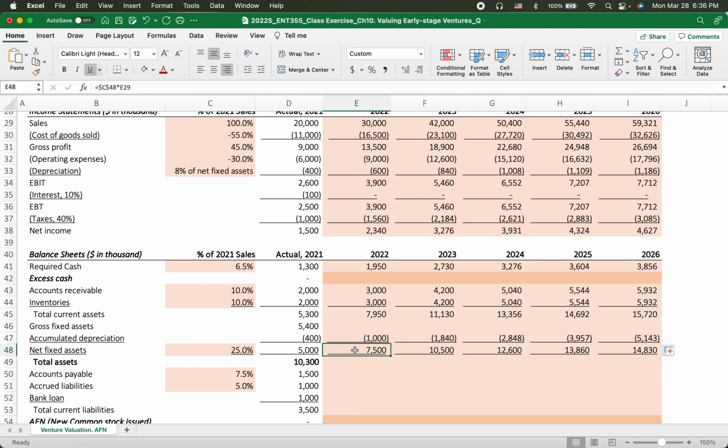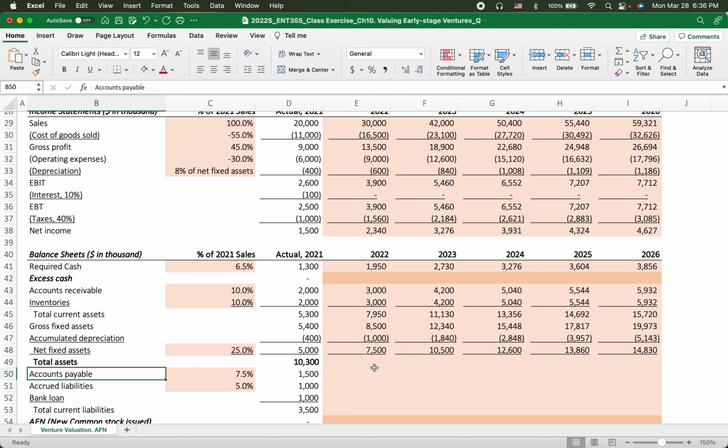In order to get the net fixed asset, subtracted by this accumulated depreciation, now the gross fixed asset must be the sum of these two. So we got this 8,500, which is gross fixed asset. For example, 8,500 minus 1,000 is net fixed asset balance. Is that correct? Right.